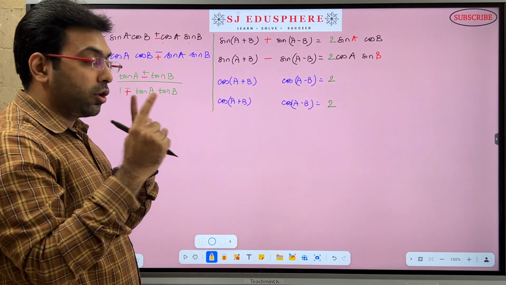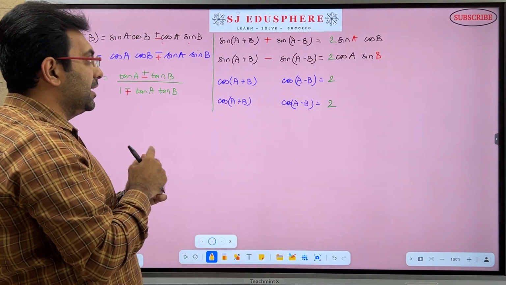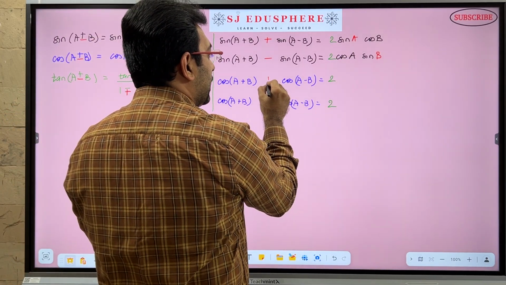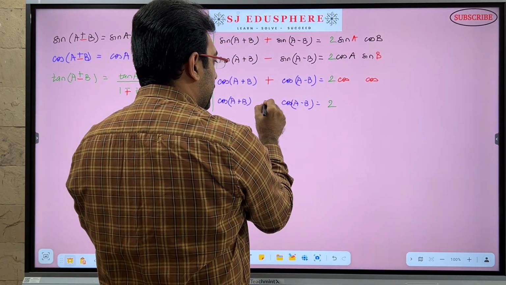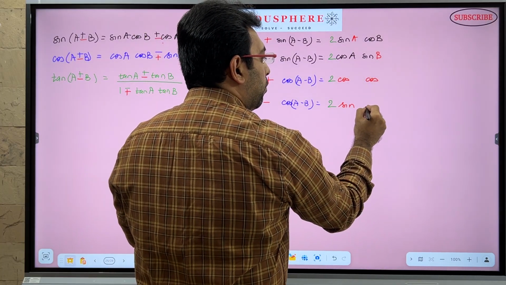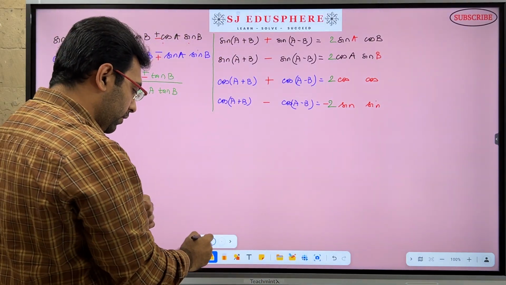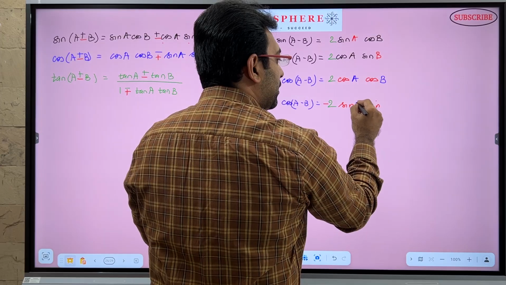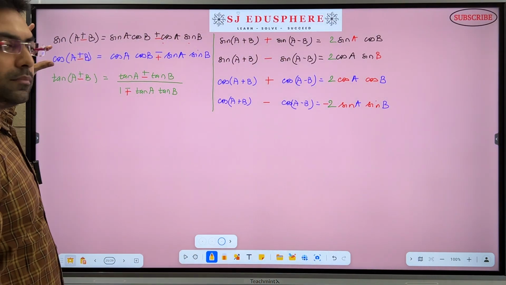Now, coming to the cos formula. What did we say? Cos, when I give it a plus, both are cos. When I give it a minus, both are sine. If I give it a minus, both are sine, and the minus sign comes back. One of the terms will be A, one of the terms will be B. Do not learn by heart, observe this formula.